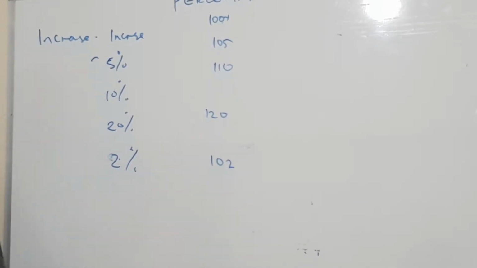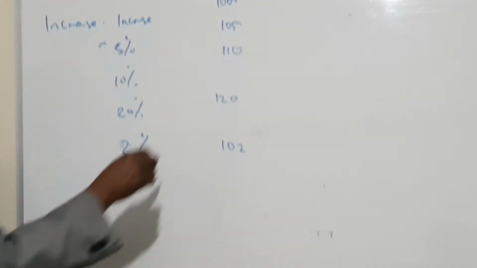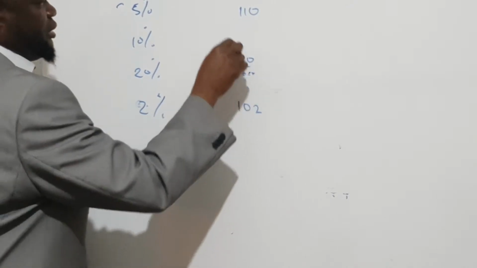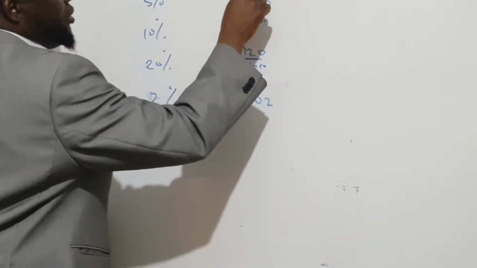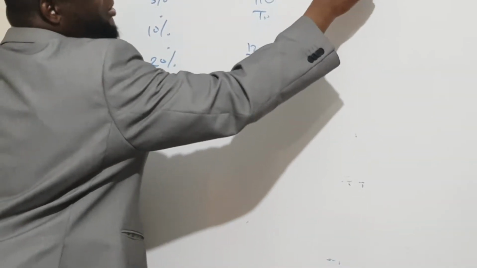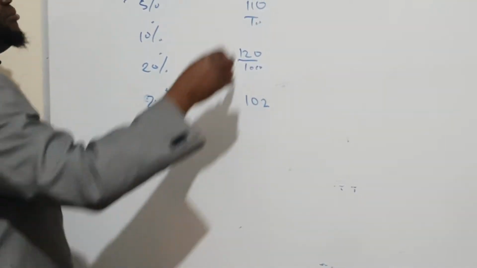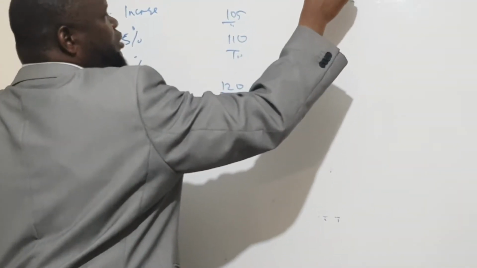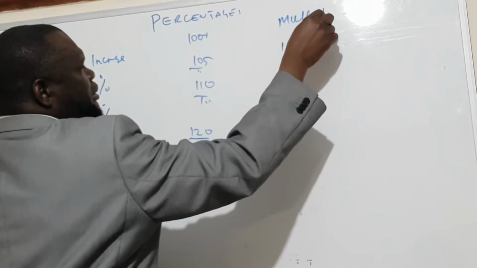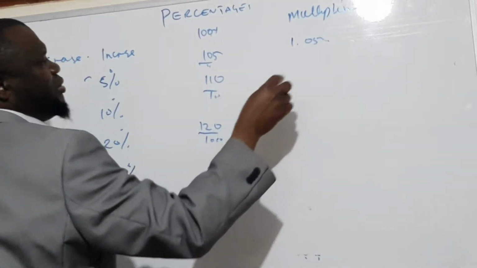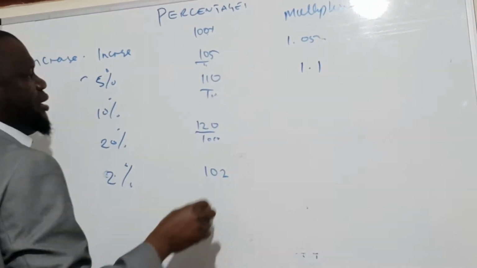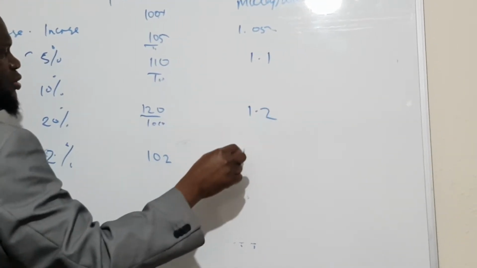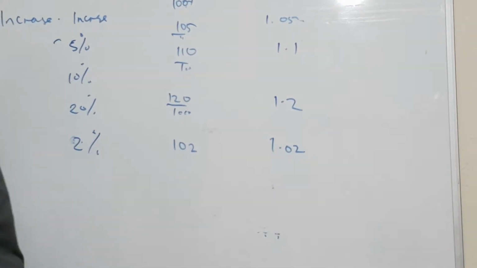102 in percentages. So if you want to find a multiplier, we divide this by 100. So this will become 1.05. This is called the multiplier. This will become 1.1. This will become 1.2, 1.02.